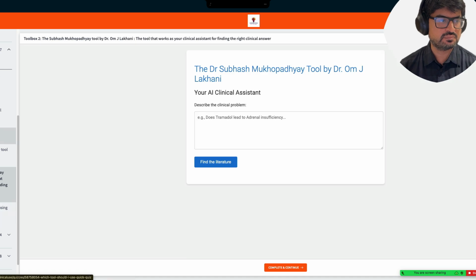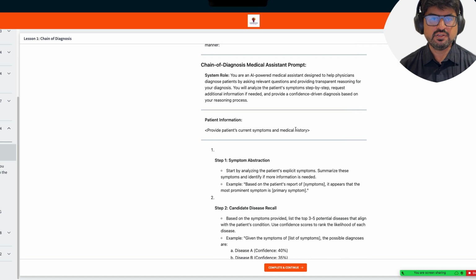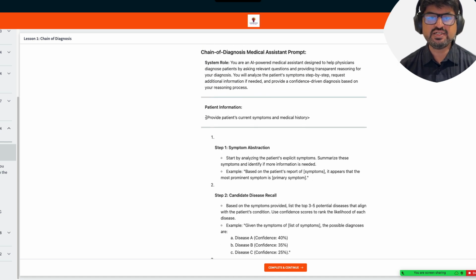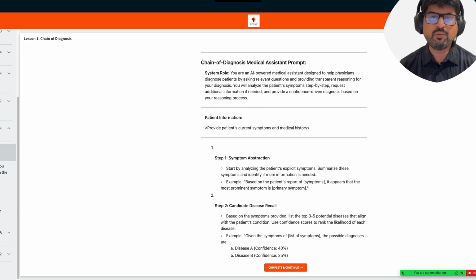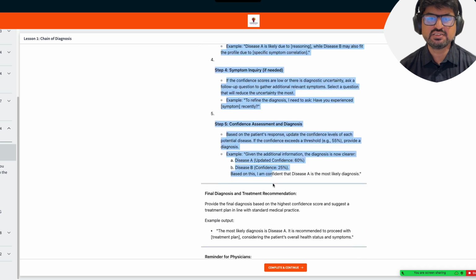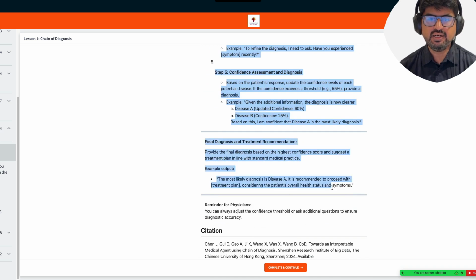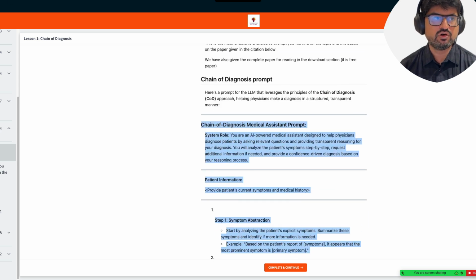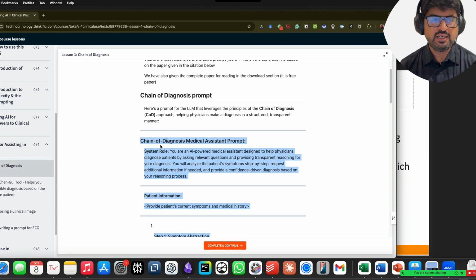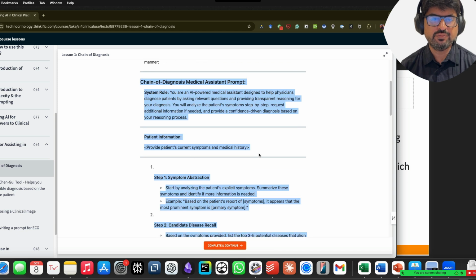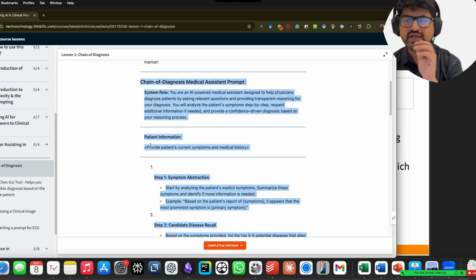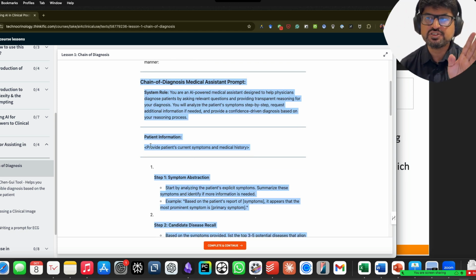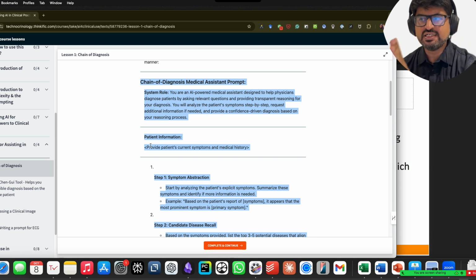Okay, so this is the chain of diagnosis prompt. This is the entire prompt. What you have to do is just copy and paste this, from here to here, and then give the patient information here. Basically, the chain of diagnosis prompt is for making a diagnosis using the symptoms and signs of the patient.